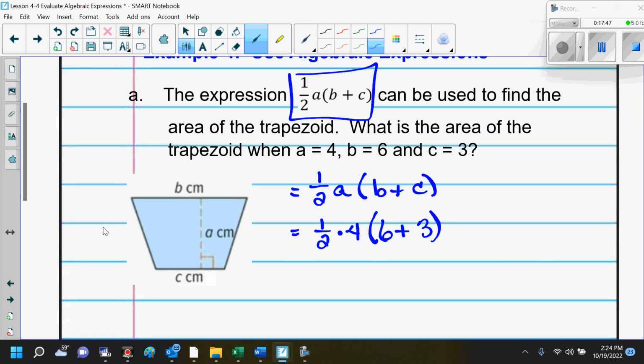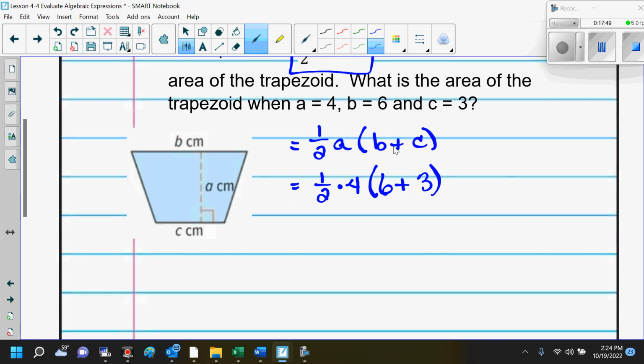What do I do next? Good. So now we're going to simplify. And what we're going to do is the grouping symbols first, right? So we have 6 plus 3 is equal to 9. All right. So we have 1/2 times 4 times 9.